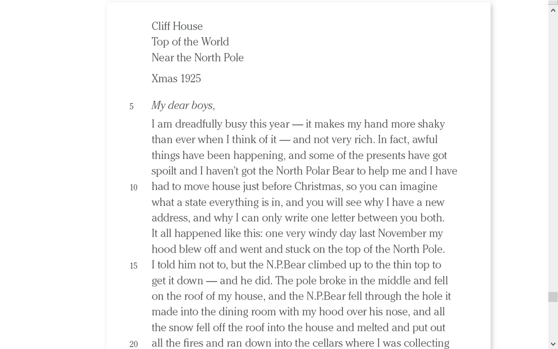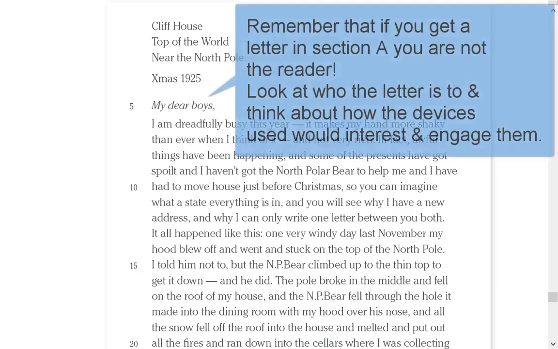So here we have a letter. Letters are literary non-fiction texts, and you need to remember that one of the texts in section A of paper 2 will always be a literary non-fiction text. And the reason I'm showing you this is because this is a good example of a text where we are not the intended reader, we are not the intended audience for this. And so in terms of analysing the effects and the impact of the language, we need to keep in mind who this was written to.